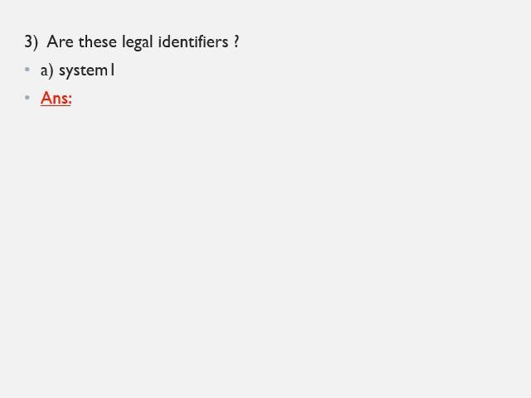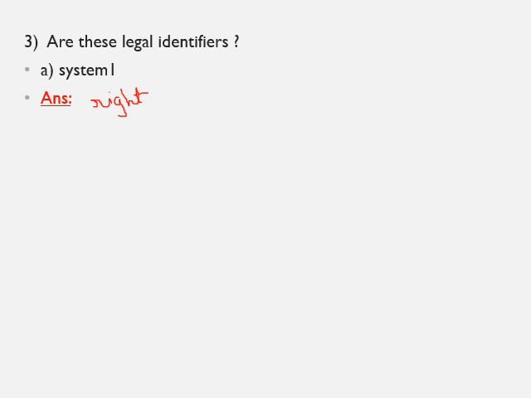Question number 3. Are these legal identifiers? So you know the identifier rules. The identifier can contain any alphanumeric values, and it cannot contain any special characters unless an underscore, and the identifier cannot begin with a number. So the first, A, is system1. This is a valid identifier. So this one is right.